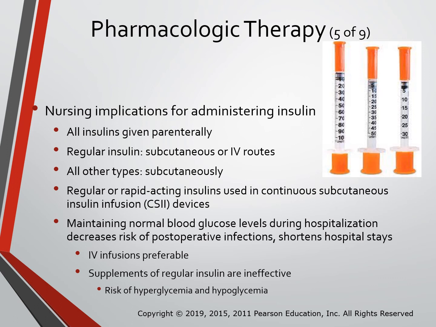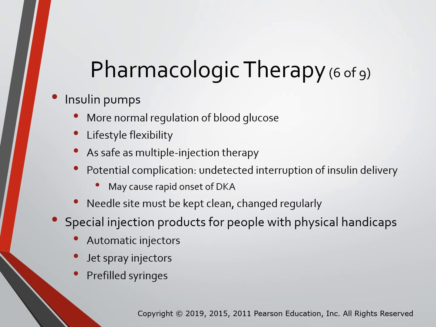So sometimes people are on an insulin pump because their sugar's so high and they're trying to get it down. Maintaining normal blood glucose levels during hospitalization decreases the risk of post-op infections, and it shortens the stay. So if your sugar's really, really high, the IV route is going to be the preferred method, because everybody's body absorbs differently, and it does depend on the amount of adipose tissue. It talks about insulin pumps and special injection products. Make sure that you read over that as well.